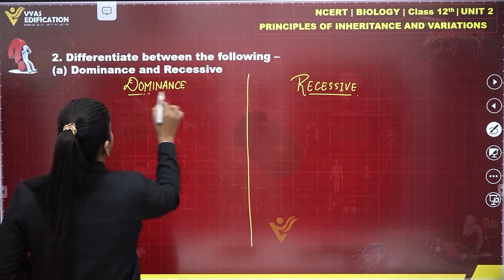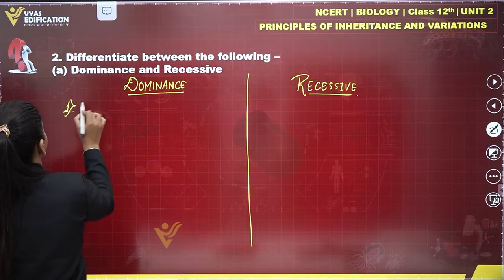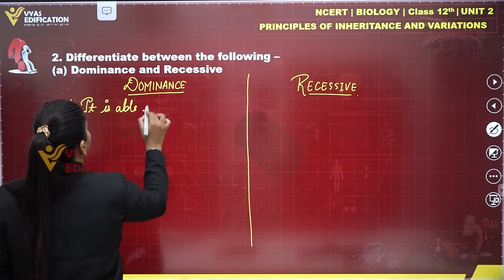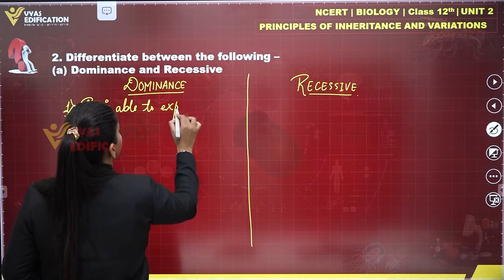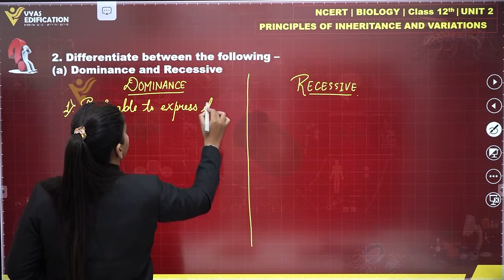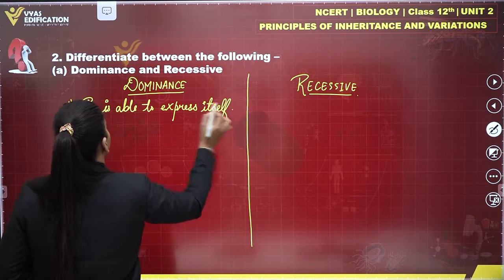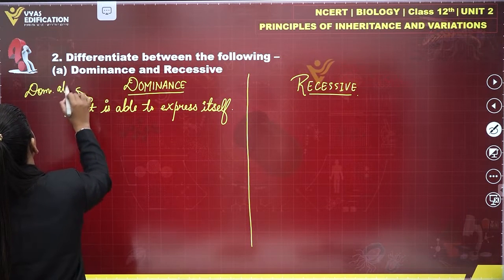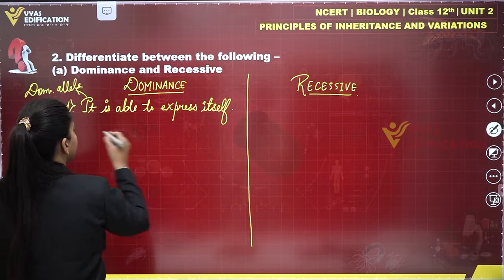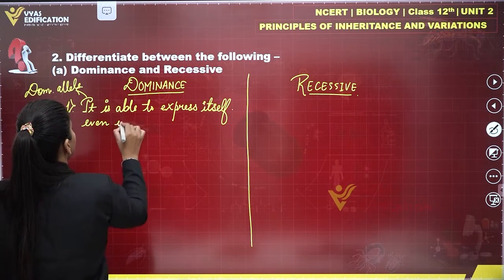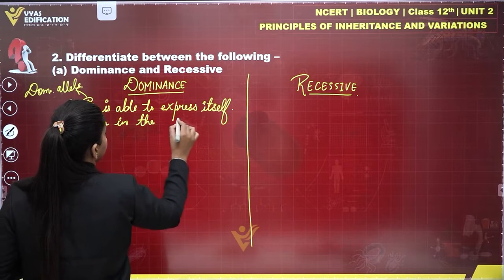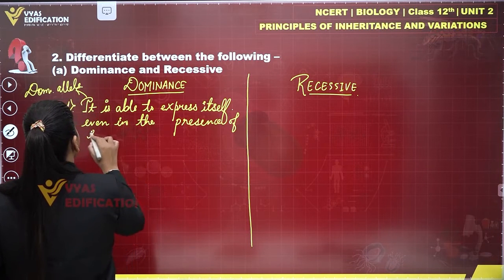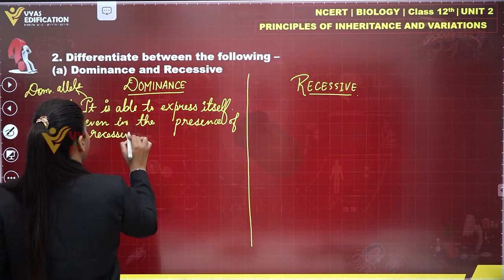First difference between these two: it is able to express itself. We are talking about the dominant allele. The dominant allele is able to express itself even in the presence of a recessive allele.